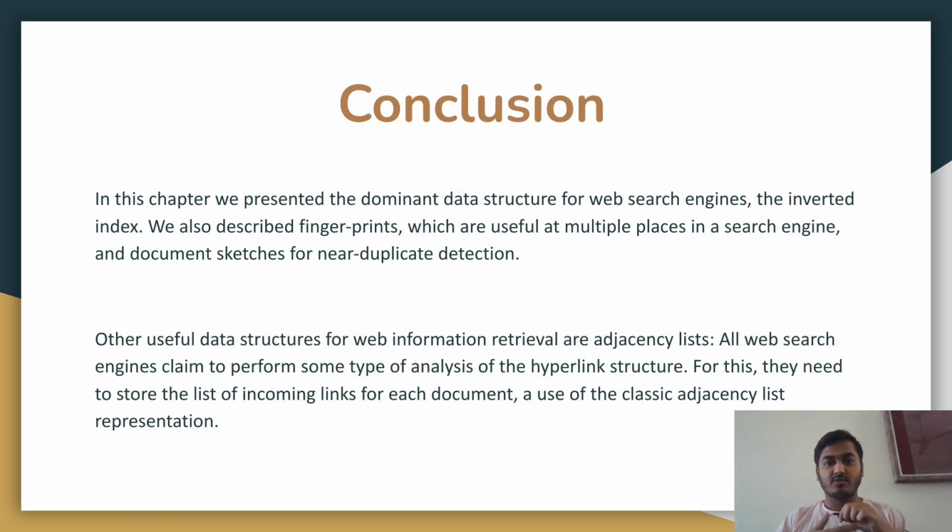So let's conclude our lecture. We have presented the dominant data structure for web search engines, which is the inverted index, and we have also described fingerprints, which are useful in multiple places, like search engines and document sketches for near duplicate detection. One other thing which we have not described is the adjacency list, which we use for the analysis of hyperlink structure, meaning how two pages are connected to each other. So that is also relevant in the case of web search engines. So finally we have presented all the things. So thank you very much.